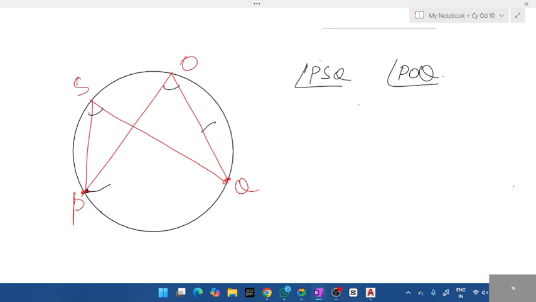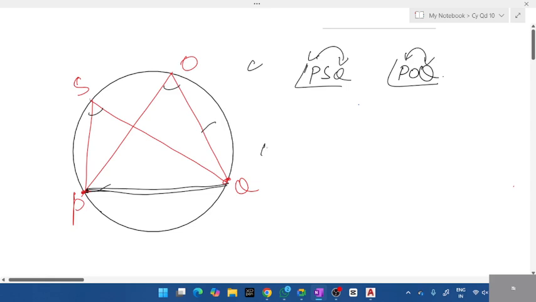PQ is the common arc. So here we have the second theorem, which says when there are two segments, look here, PQ is the common arc like this. Now let me cut PQ. You'll get a triangle here.